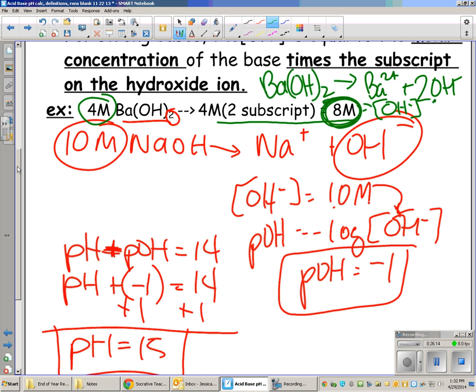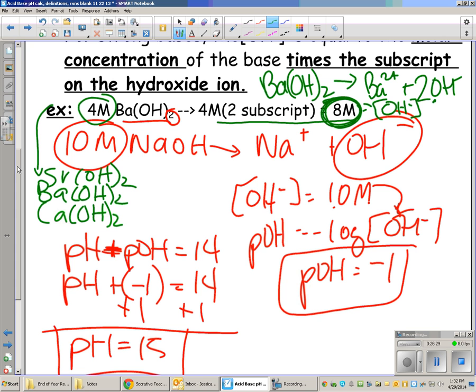So what are the 3 bases that have the subscript 2 that you need to know? Look at your strong bases. So barium hydroxide, calcium hydroxide, strontium hydroxide. I remember that as CBS. CBS, like the TV show. Remember your solubility rules? CBS? Same thing. Okay, let's do some calculations.